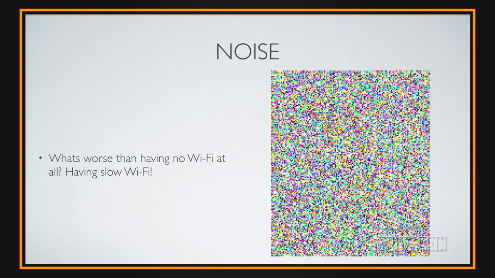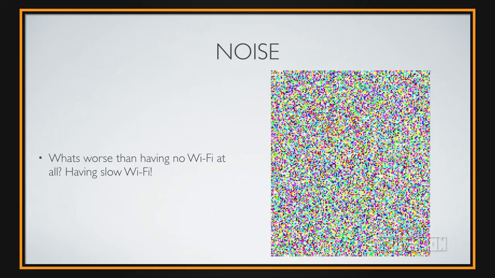The next type of attack in layer one is like jamming, but a lot less. You're just sending out noise. And this is where modulation comes in. Because what's worse than not having Wi-Fi at all? It's having slow Wi-Fi, right? If your users don't have Wi-Fi, they've accepted that. They're like, okay, network's down, I can't do anything about that. But if it's slow, you won't hear the end of that. And so you're just sending out enough noise that the device isn't able to pick that higher modulation scheme.